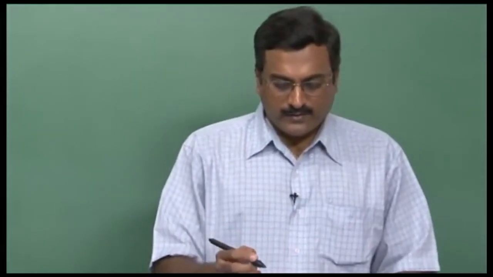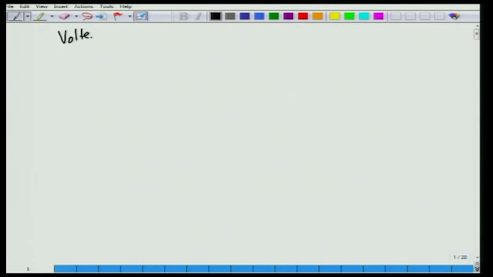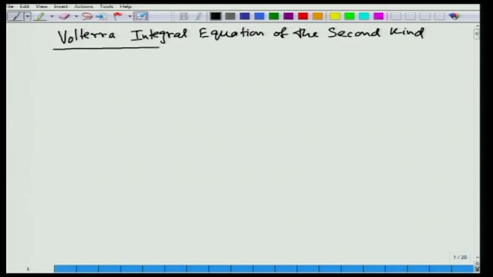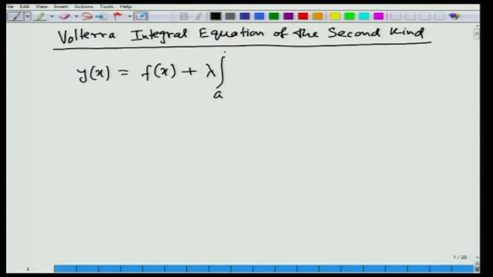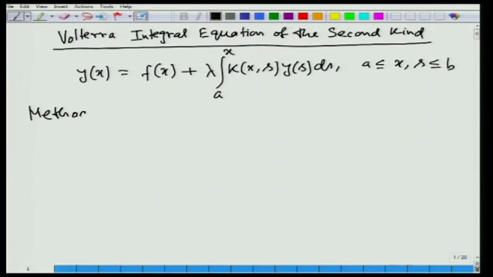Now, today in this lecture, we are going to discuss the solution method for the Volterra integral equation of the second kind. Of course, the equation we are going to consider is non-homogeneous. The basic structure is given by y(x) = f(x) + lambda integral from a to x of k(x, s) y(s) ds, where a is less than or equal to x, s, less than or equal to b.